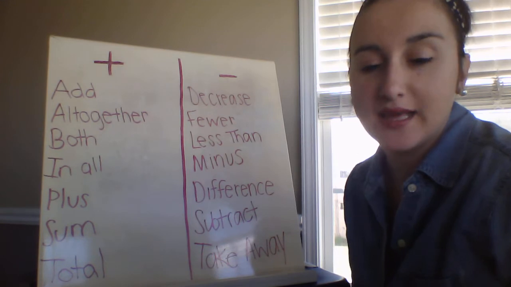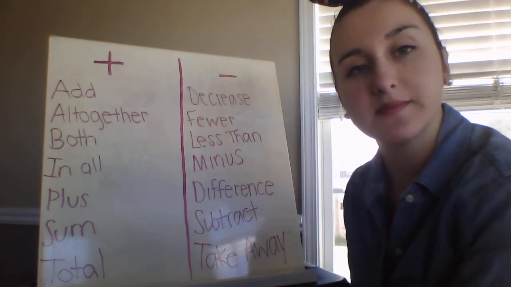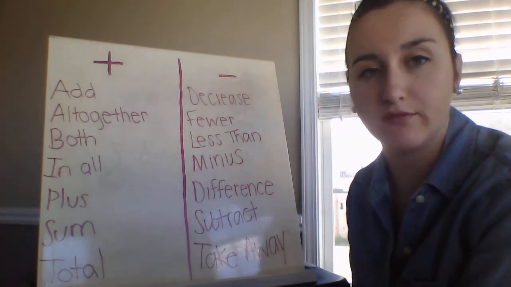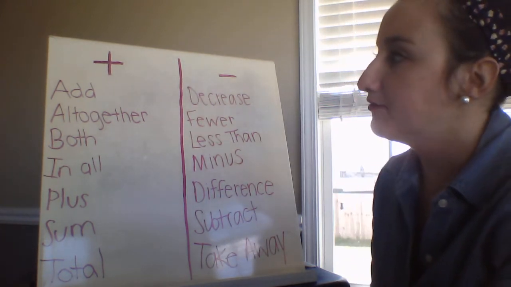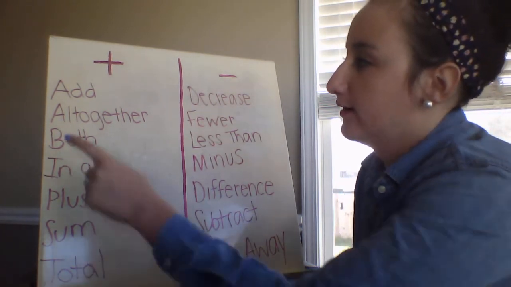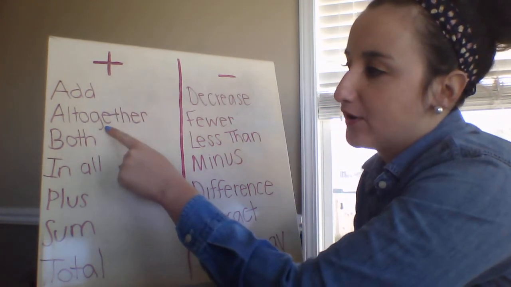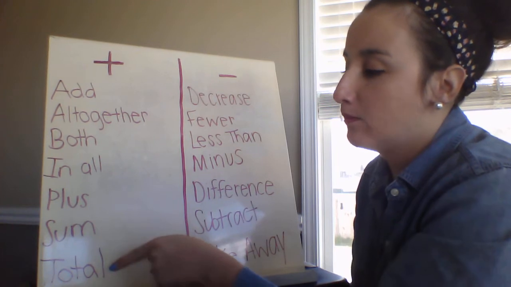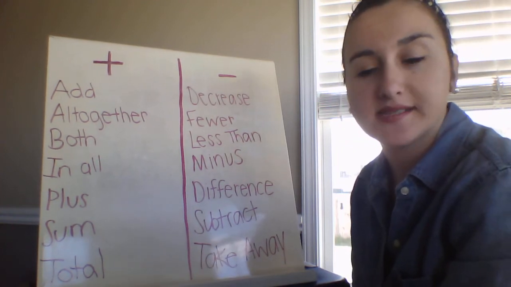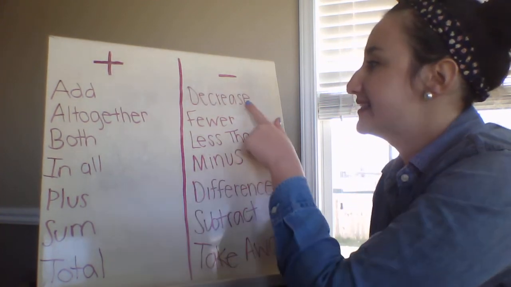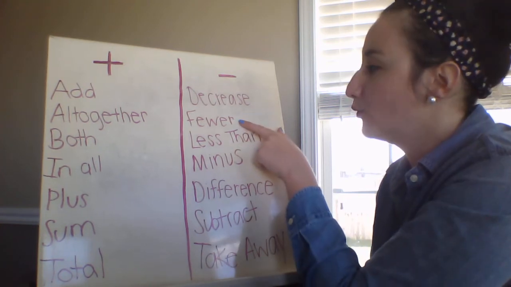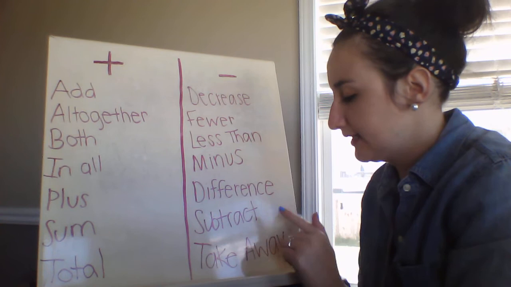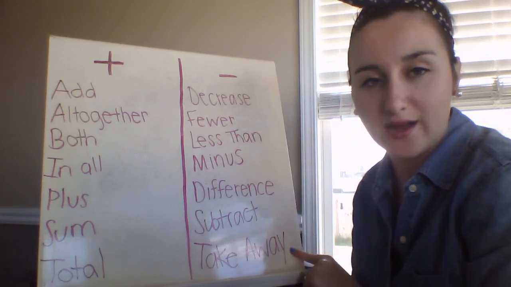To review, there are words in word problems that help to tell you what operation you need to perform to solve the problem correctly. If you are adding, you might see the words add, altogether, both, in all, plus, sum, or total. If you are subtracting, you might see the words decrease, fewer, less than, minus, difference, subtract, or take away.